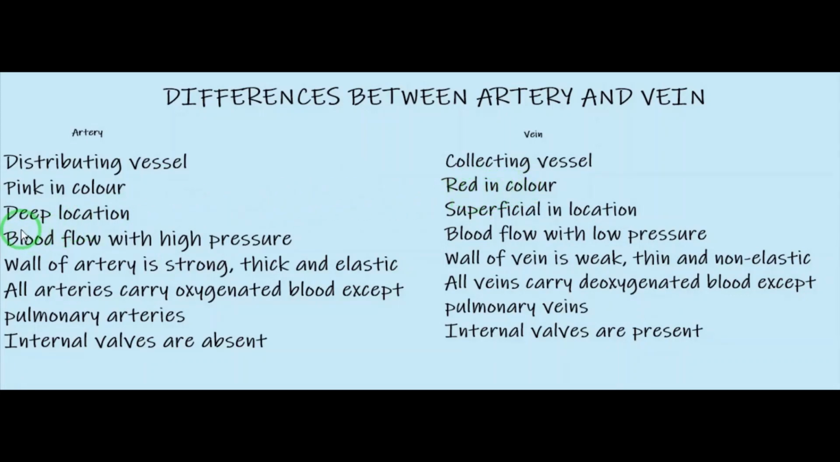Got it? Number 3, deep in location, superficial in location. Blood flows with high pressure, blood flows with low pressure. Next point, the wall of the artery is strong, thick and elastic. Why is the wall of the artery strong? Because blood flows with high pressure. That's why the wall of the artery is strong, thick and elastic. The wall of the vein is weak, thin and non-elastic.